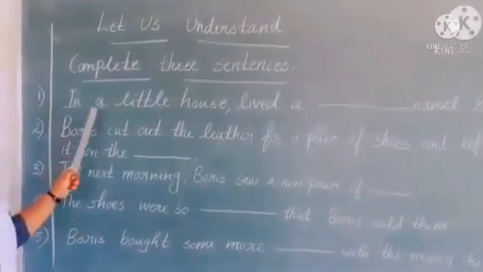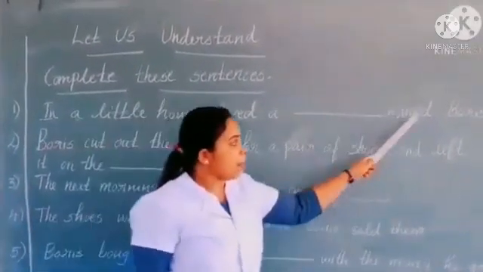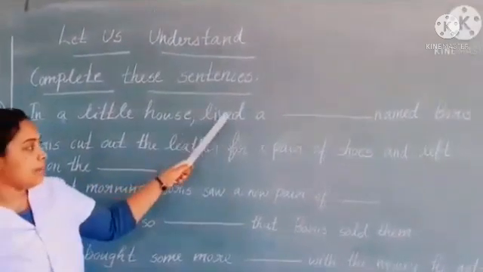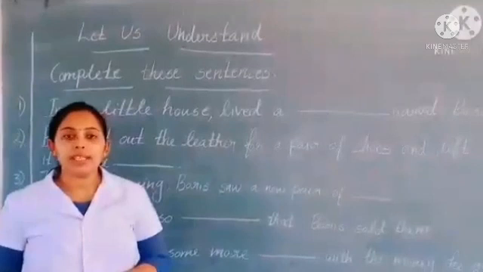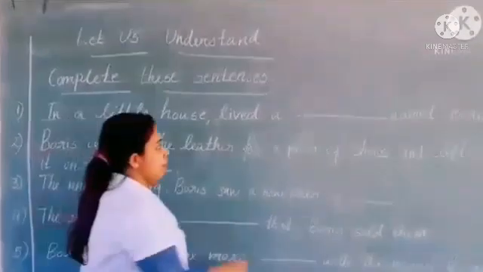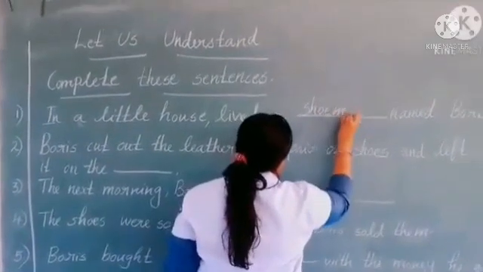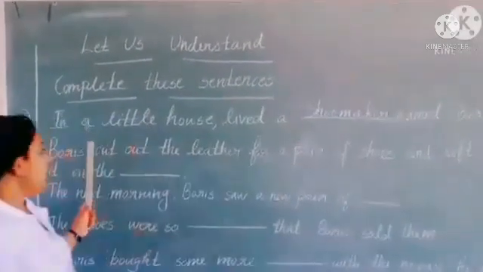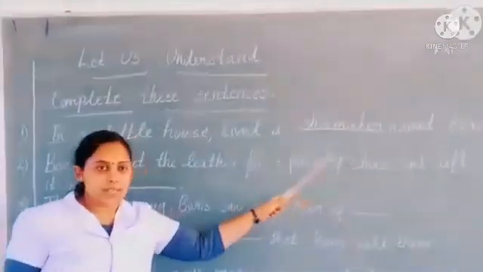First sentence, in a little house lived a dash named Boris. Who was Boris? Yes, shoemaker. So here we can write shoemaker. In a little house lived a shoemaker named Boris.